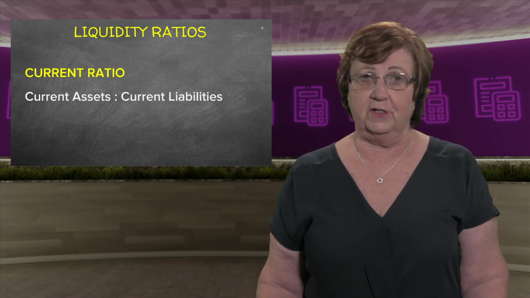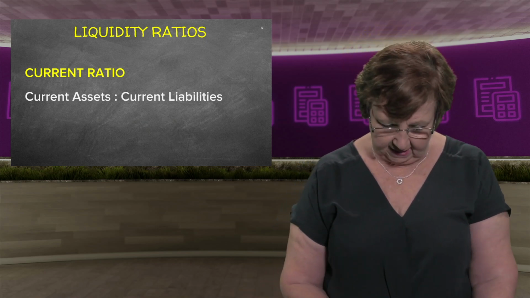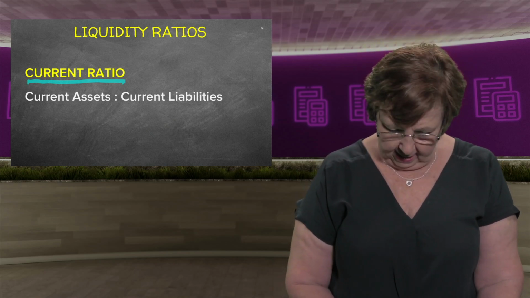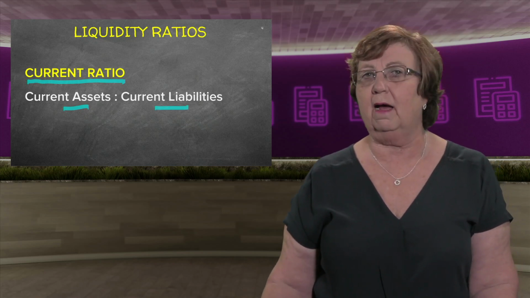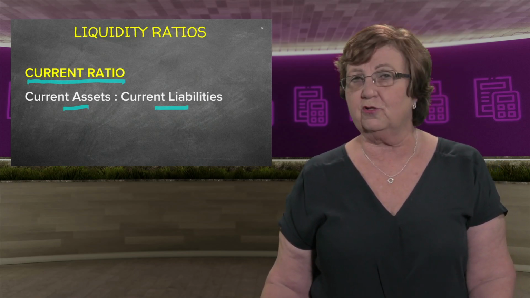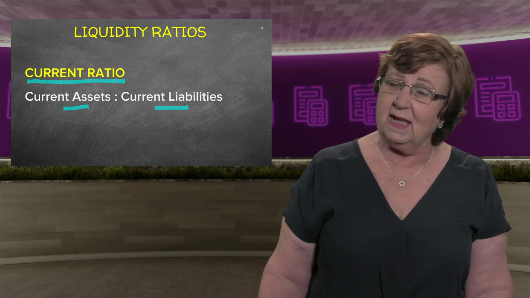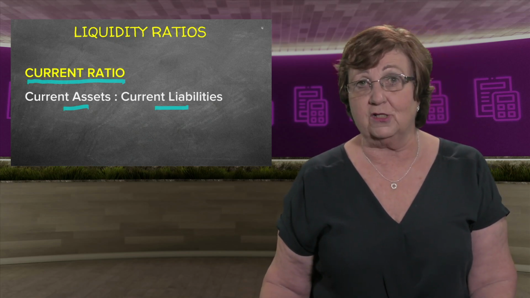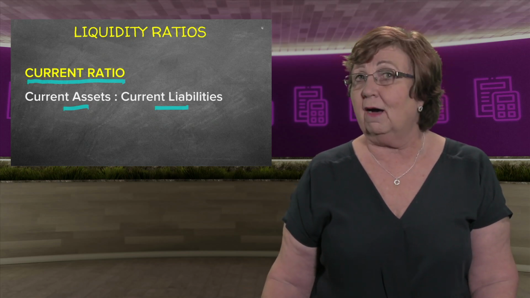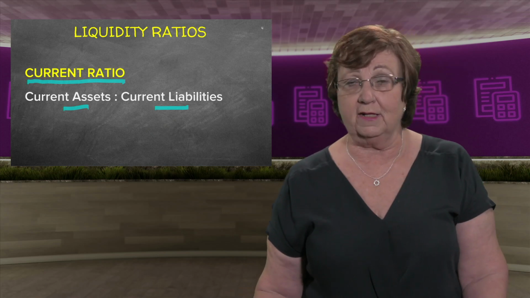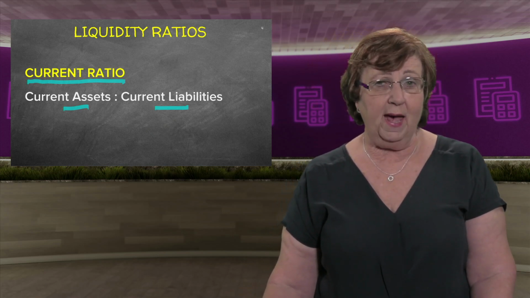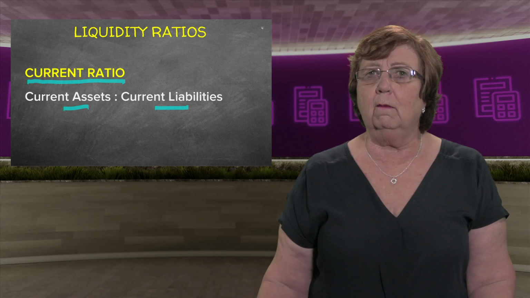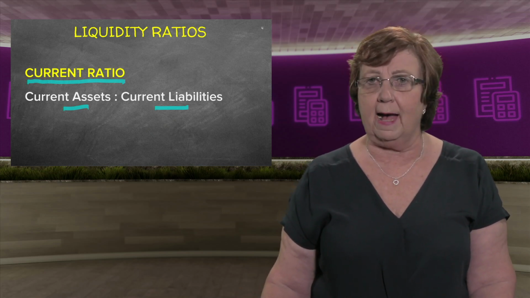So let's look at the first ratio that we did last year, and that is the current ratio. We are going to compare our current assets to our current liabilities. Just to revise, there are 3 current assets. They are my inventories, my trade and other receivables, and my cash and cash equivalents. Likewise, with my current liabilities, I've got my trade and other payables, my bank overdraft, and my short-term loan. So learn what your current assets and your current liabilities are.